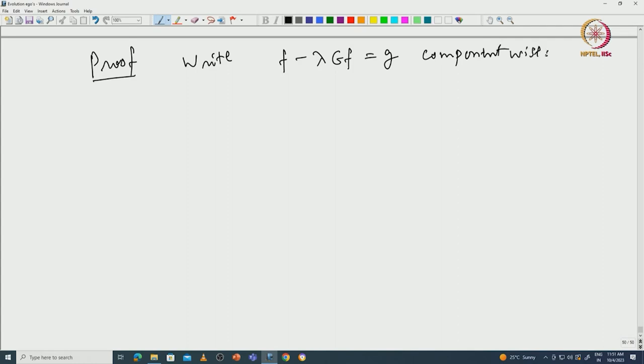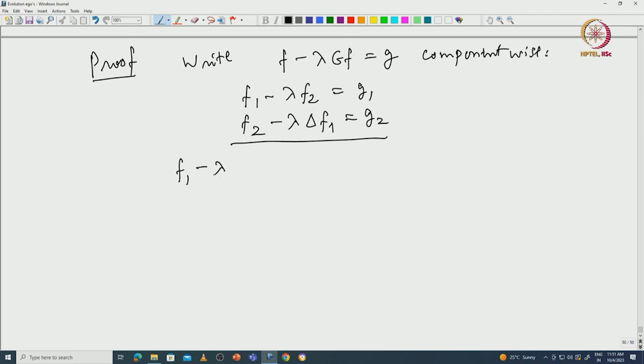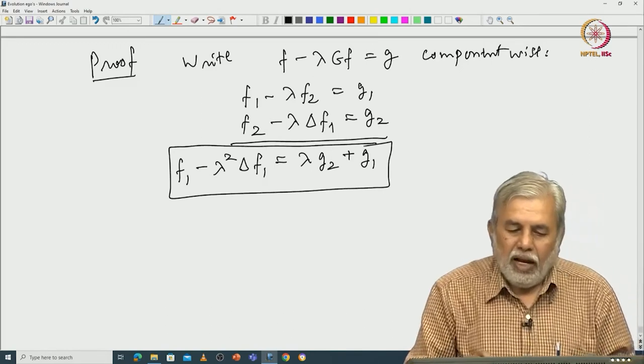So, what do we get? F 1 minus lambda F 2, since the first component of G F is F 2, equals G 1. And the second component of G F is the Laplacian, so you get Laplacian F 1 equal to G 2. Now multiply the second equation by lambda, lambda is not 0, and add them. What we get is F 1 minus lambda square Laplacian F 1 equal to lambda G 2 plus G 1.